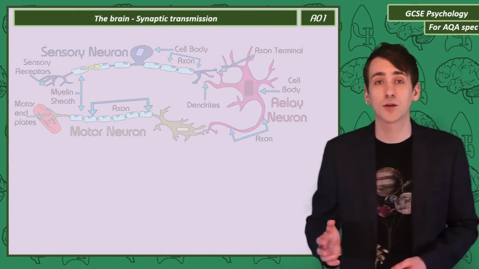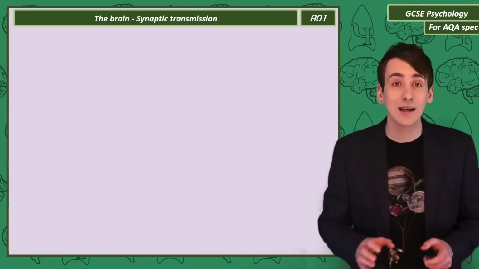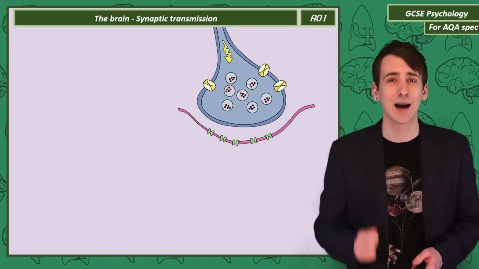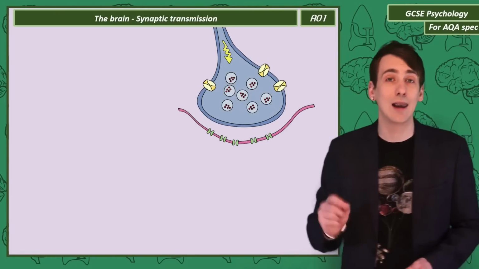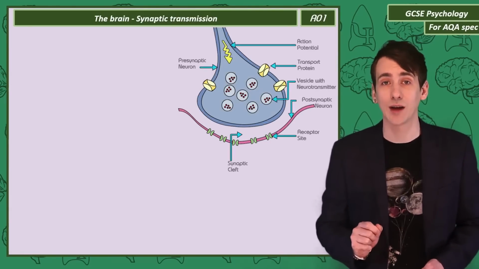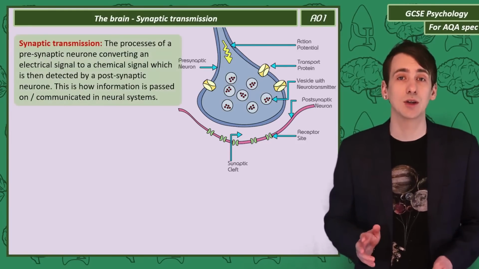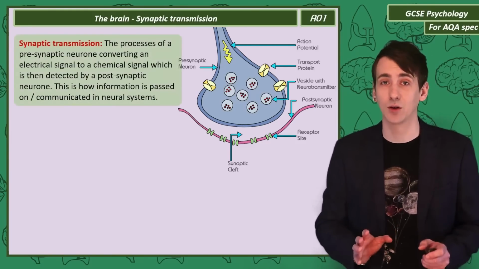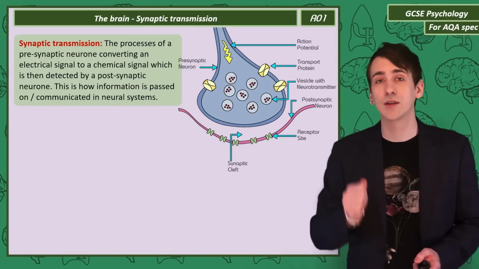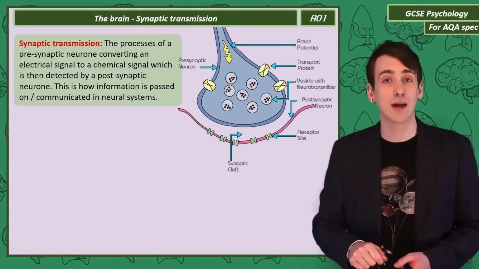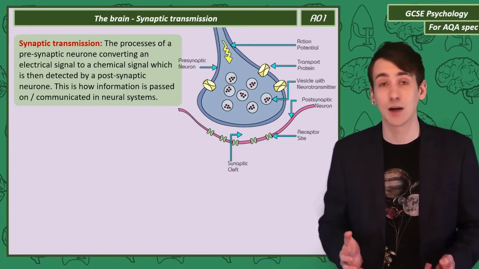So I've said the neurons communicate electrochemically. We need to understand that process. The important structure is the synapse. This is a drawing labeled up. I'll briefly explain the process so I can show you what the labels are. So, synaptic transmission is simply how a presynaptic neuron, here in blue, converts an electrical signal into a chemical signal that is then detected by a postsynaptic neuron, here in pink.